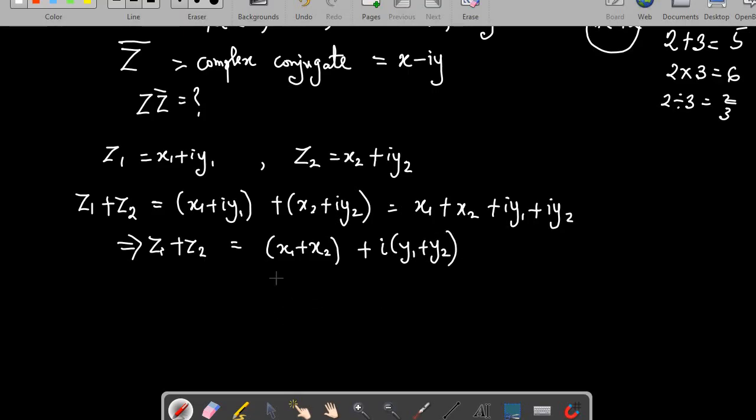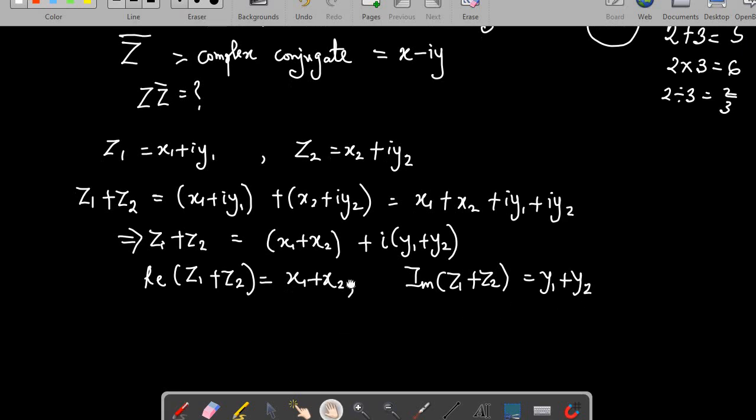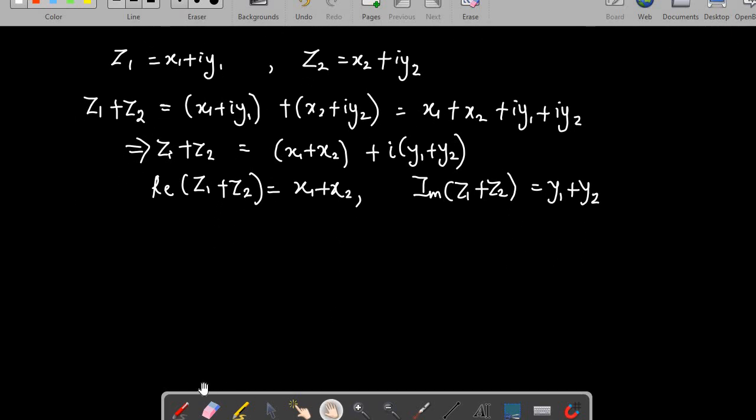Okay, so this would be a complex number. Again, I want you to familiarize yourself with this notation. So the real part of z1 plus z2 equals x1 plus x2, and the imaginary part of z1 plus z2 equals y1 plus y2. I believe you can already tell what the subtraction of two complex numbers will give. It follows the same suit.